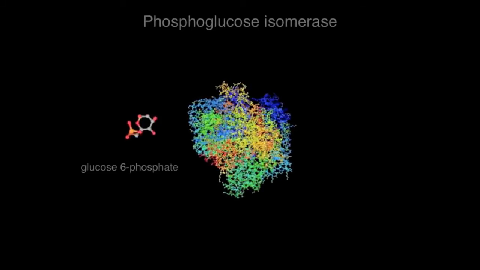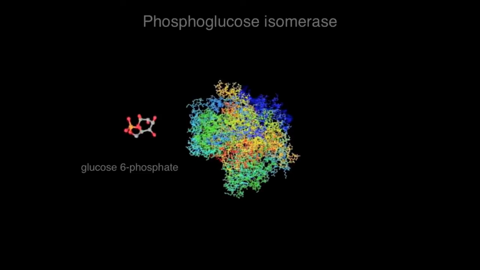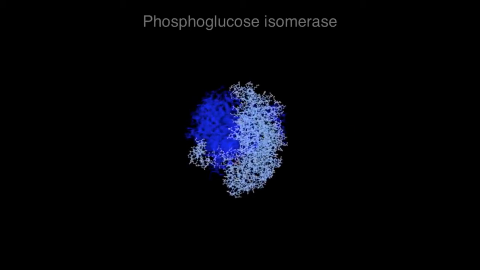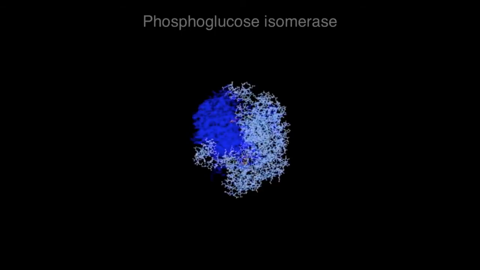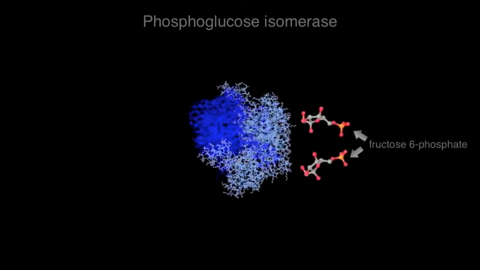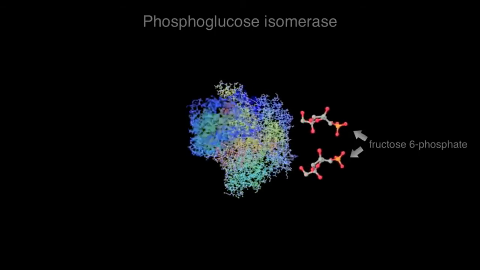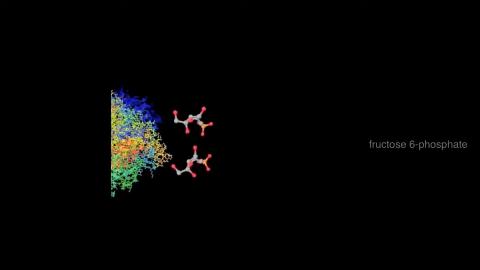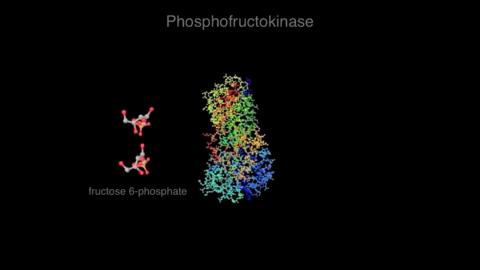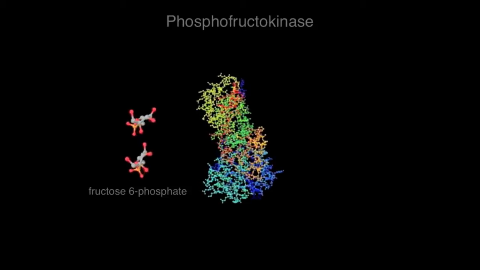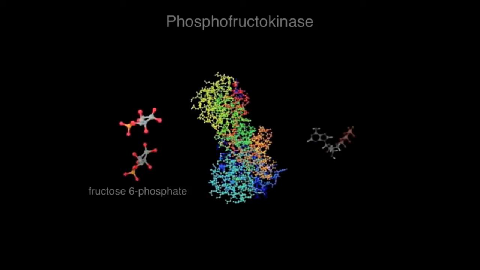Here's the next enzyme, phosphoglucose isomerase. And this isomerase is going to change the shape of this molecule. It isomerizes glucose 6-phosphate into fructose 6-phosphate. It takes 2 molecules of glucose 6-phosphate and makes 2 molecules of fructose 6-phosphate.